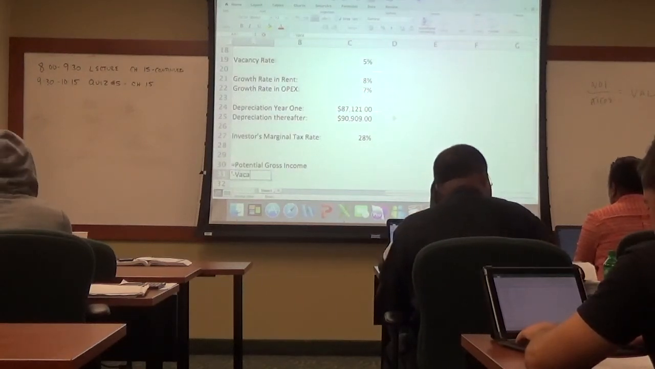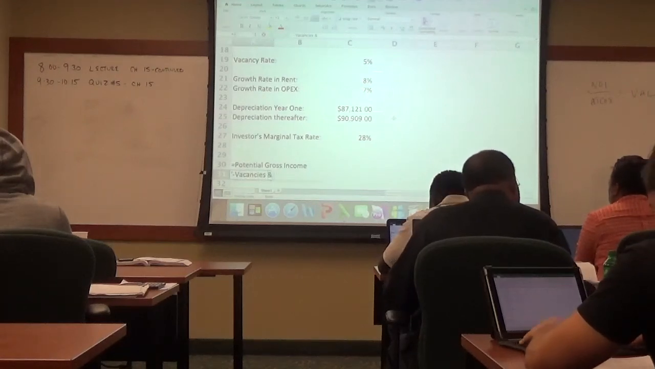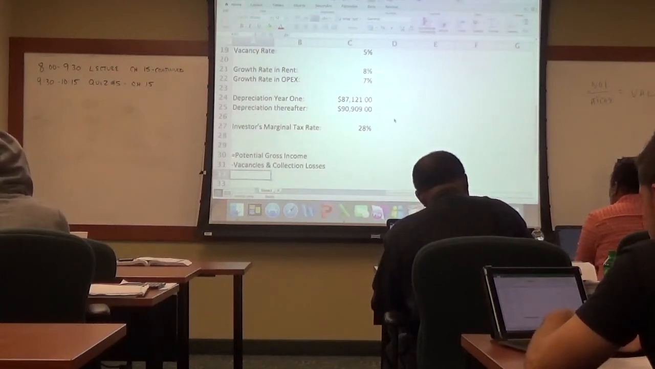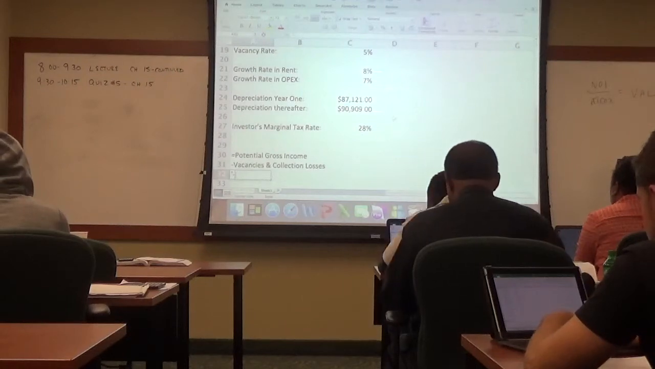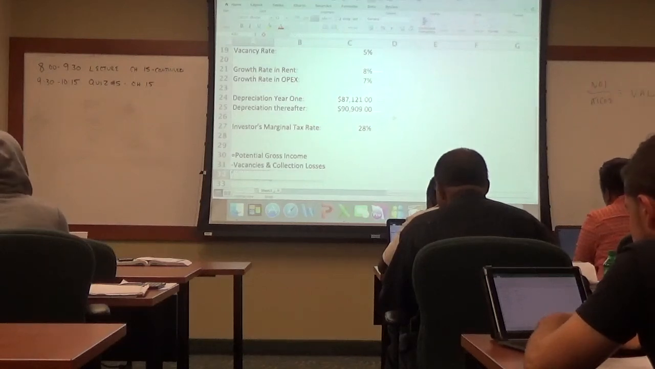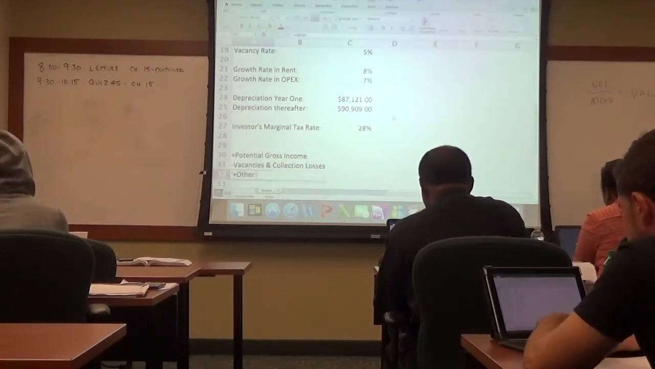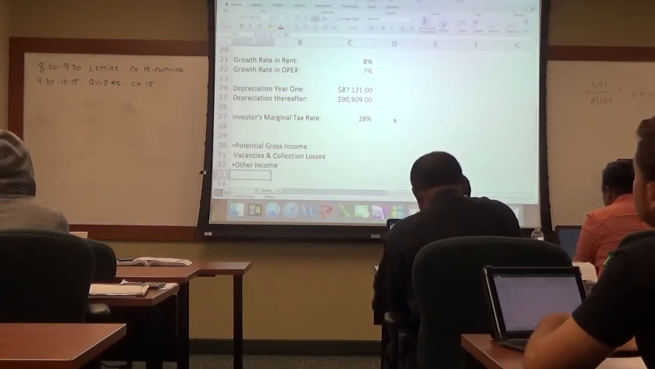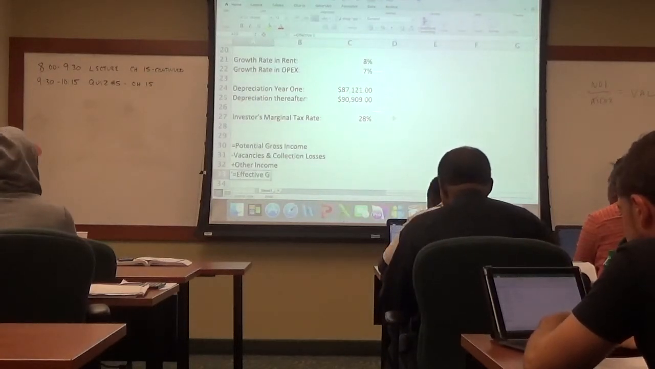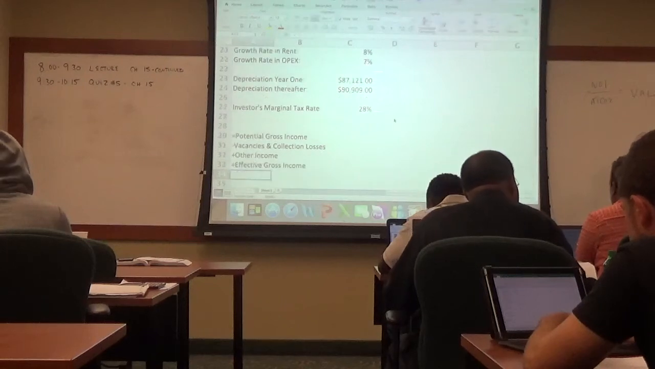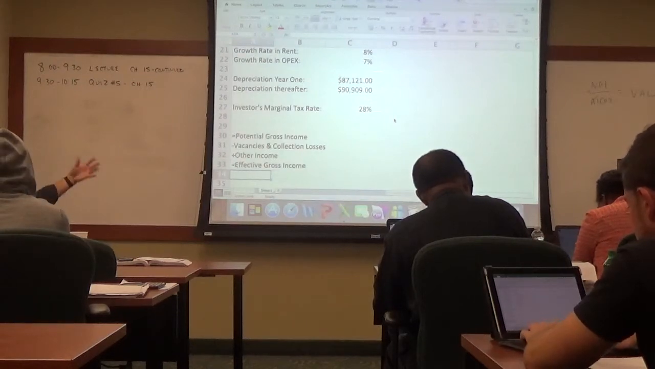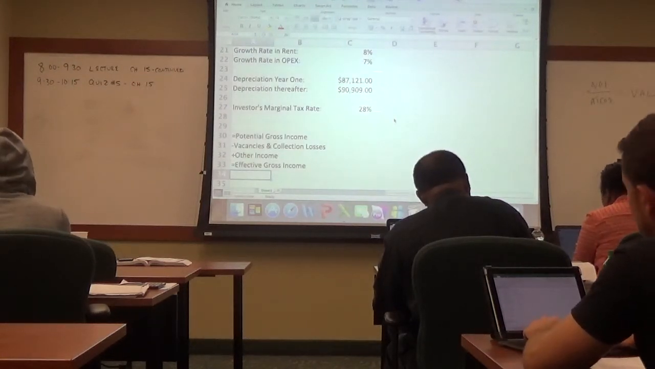And minus vacancies and collection losses. In this case, we have no other income, but I'm going to put a line in there just in case. Or sorry, plus other income. And then instead of calling it net rent, I'm going to call it effective gross income. You don't have to use the nomenclature that I'm using. I'm only doing that because, once again, this is what we have become accustomed to, or at least the way I tend to present it to you.